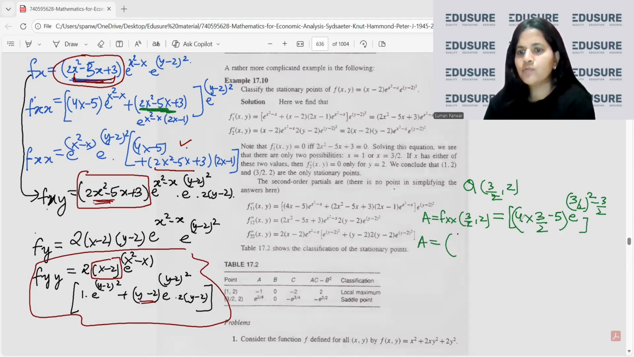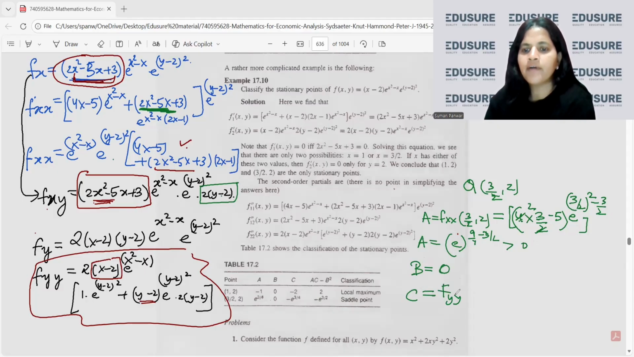So let us see what is my a. So my a is 2 times 2. 6 minus 5 is 1. So e raised to the power 9 by 4 minus 3 by 2. This is always a positive quantity. Okay. Now look at your b, fxy. fxy में आपका y equals to 2 आ गया यहाँ पर. So 3 by 2 comma 2, so b will be 0. And let us look at your c.